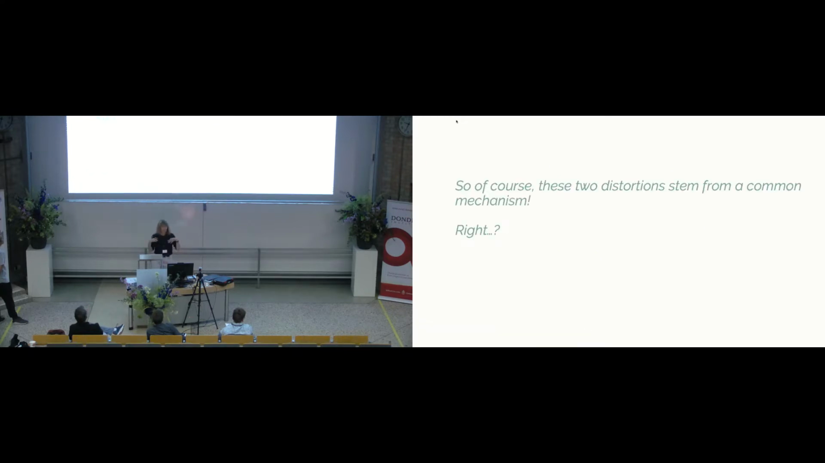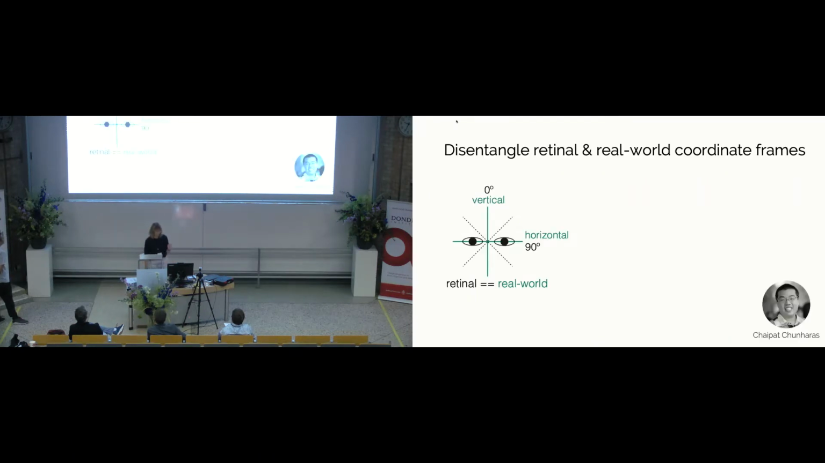Because we know the natural world has a lot of vertical and horizontal orientations, which are overrepresented, these two distortions must stem from a common mechanism, right? Well, maybe not. What we wanted to do is to disentangle this. We had some clues that this may not stem from a common mechanism. So how are we going to test this? It might seem strange, but it's very simple.